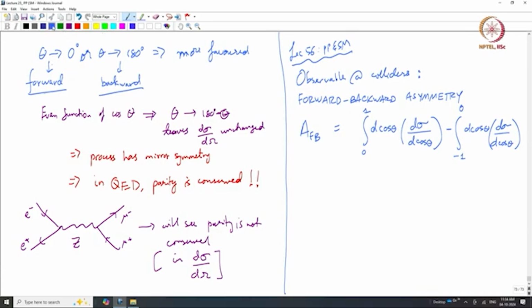I don't stop there. I'm going to actually normalize it to the total number of events. I want it to be a nice number that is smaller than 1. So all I'm going to do is take the total number of events, I just integrate from -1 to 1. But instead of writing it that way, just to show that I'm adding events in both hemispheres, I'm just splitting the integral into these two parts.